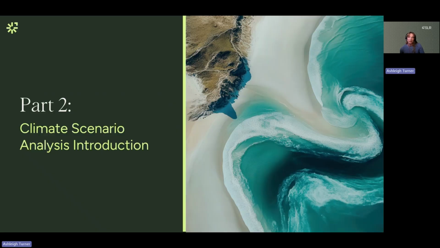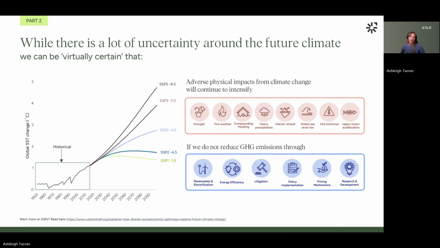So getting into some of the substance of climate scenario analysis specifically, this is the most interesting part and the bulk of the session. And I think once you see how it works in practice, it will become more approachable and also clear how valuable the outputs are. So I want to start with the bigger picture, to highlight why climate scenario analysis exists as a tool. When it comes to climate, there's a lot of uncertainty about what the future looks like.